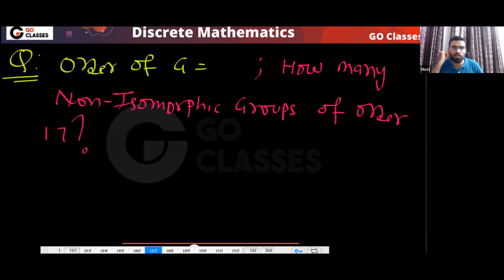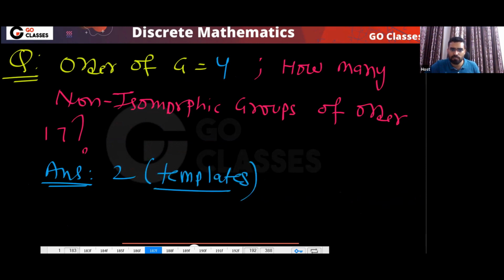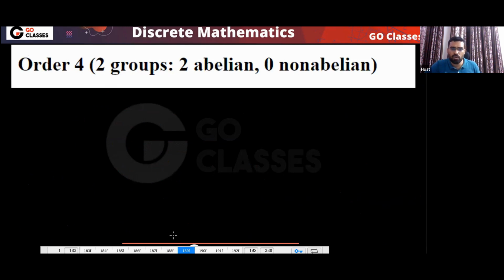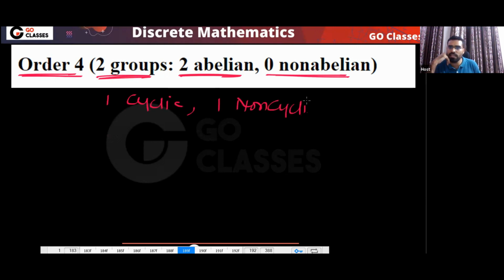And if I ask you order of G equal to 4, now what is the answer? Now the answer is 2. You already know, two very important templates. So what about order 4? You have two groups, both abelian. Of order 4: 2 abelian, 0 non-abelian, and 1 cyclic, 1 non-cyclic. Because you know the templates.